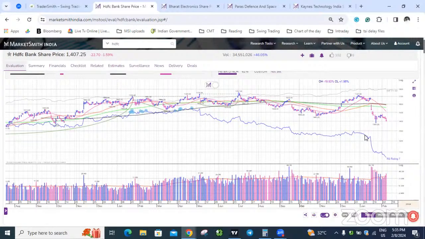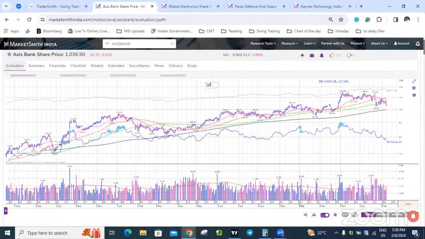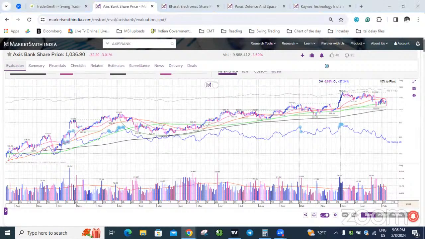If I talk about Kotak, not Kotak, this Axis Bank. Axis Bank is relatively showing positive compared to HDFC Bank. This Axis Bank is comfortably, I can say, holding above 200 DMA, but today it has reached the 100 DMA also. So there is negativity in Axis Bank also.